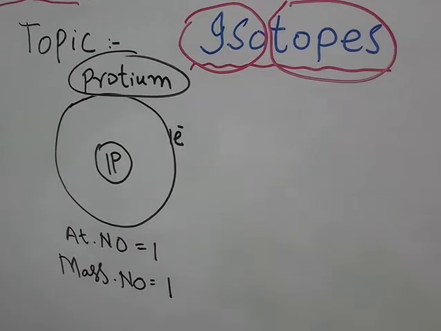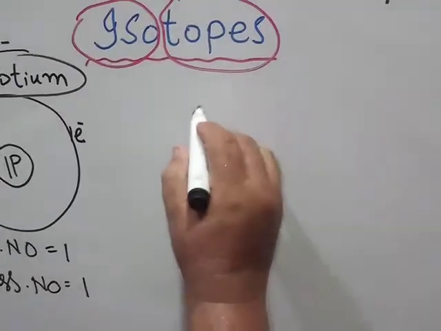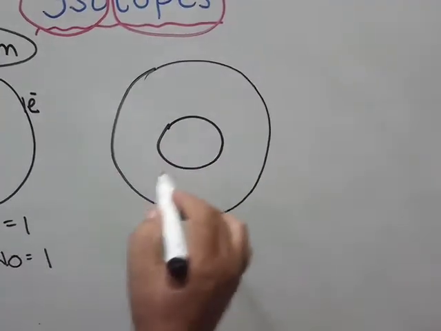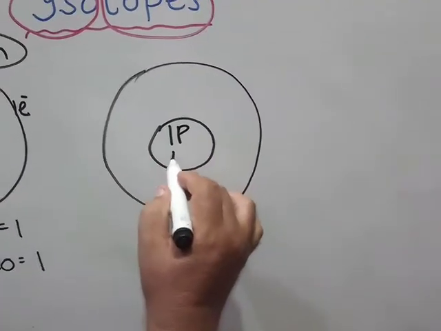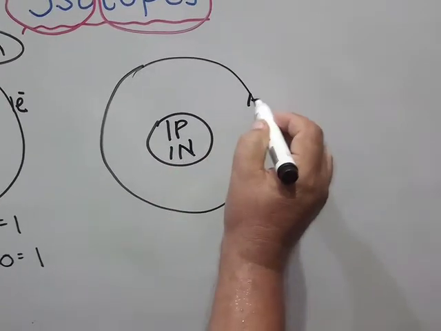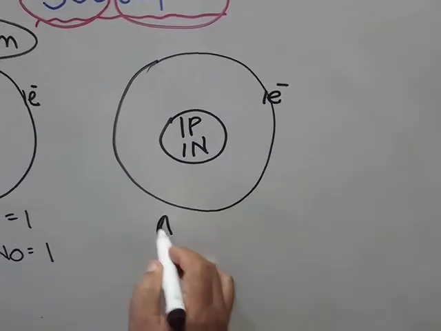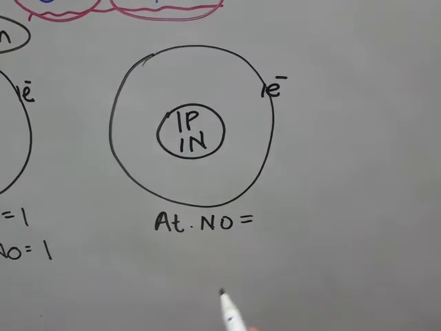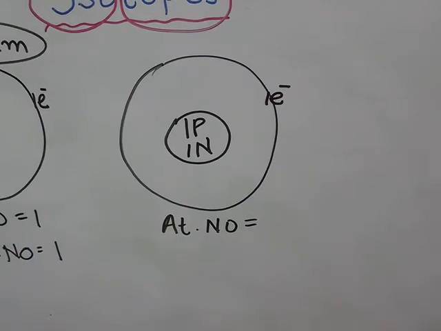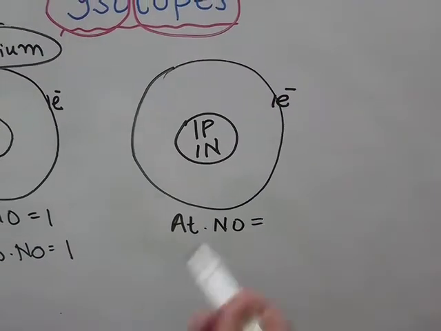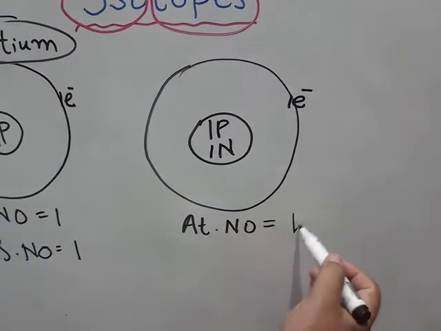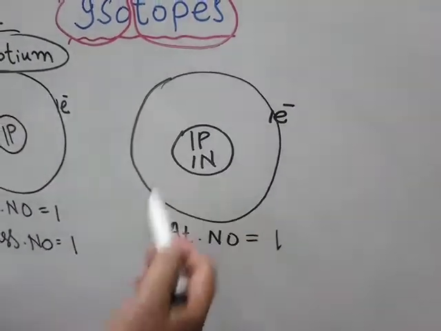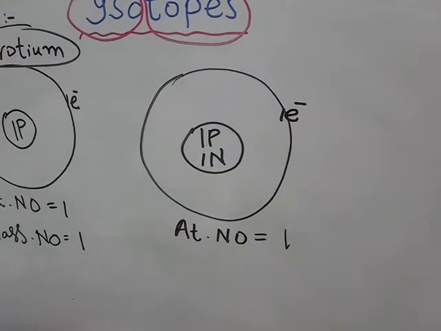The second isotope of hydrogen has one proton, one neutron and one electron. So again, atomic number is the number of electrons present in all shells in an atom, so it has just one electron, so atomic number is 1. Atomic number can also be the number of protons present. The number of proton is 1, so it has atomic number 1.